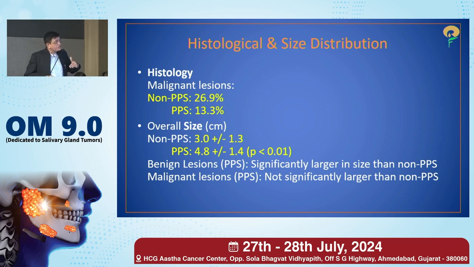Coming to benign lesions, those in the parapharyngeal space are significantly larger in size than in the non-parapharyngeal space. Malignant lesions of the parapharyngeal space, however, are not significantly larger than those that are non-parapharyngeal, mainly I think because they start announcing themselves earlier.